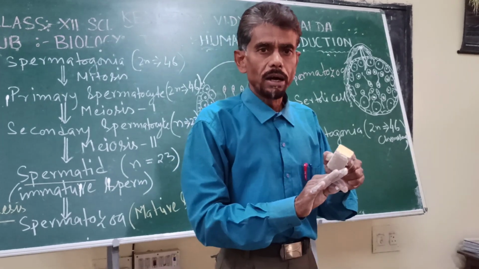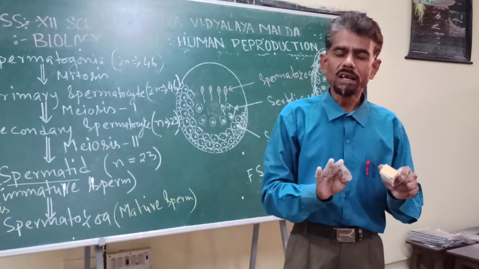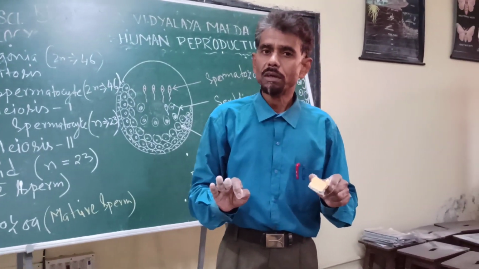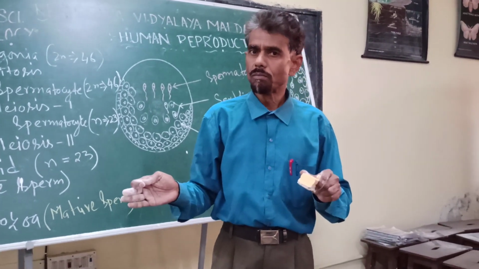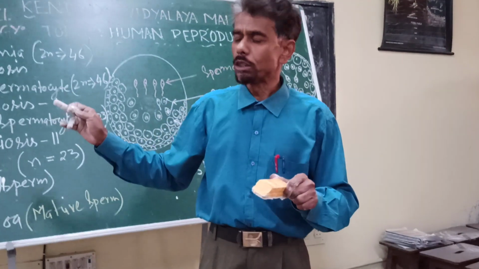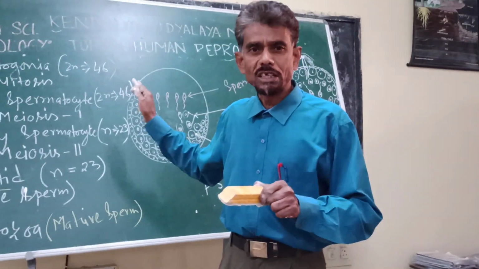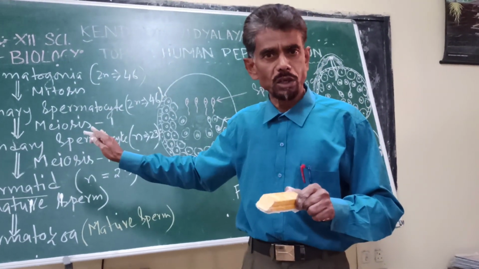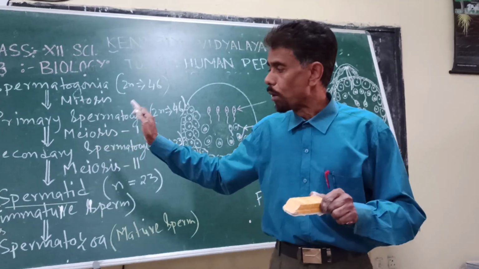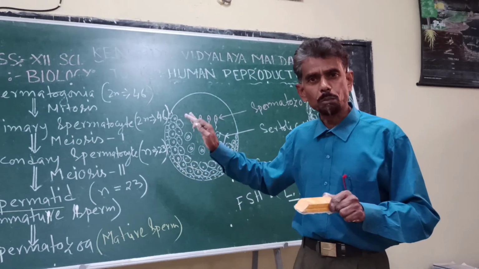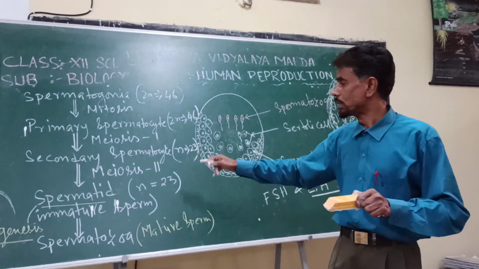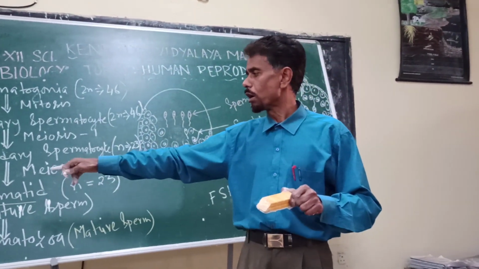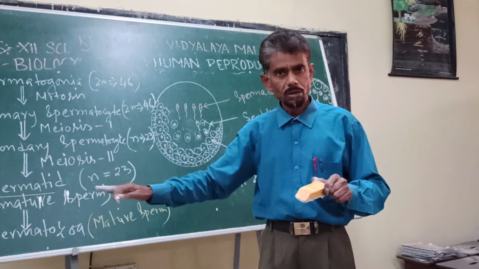So I hope you have got a very clear concept of the testis, its cross section, the different parts, and where the process of spermatogenesis takes place. What are the steps of spermatogenesis? What is spermiogenesis? What is spermiation? And what are the events that take place during sperm maturation, or spermiogenesis?